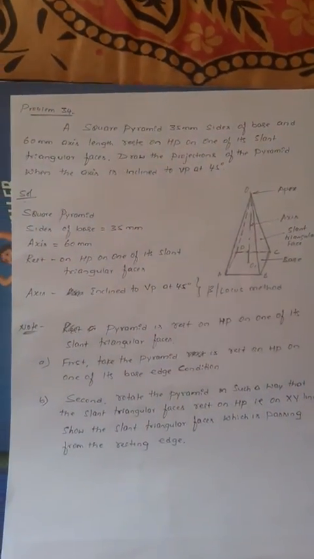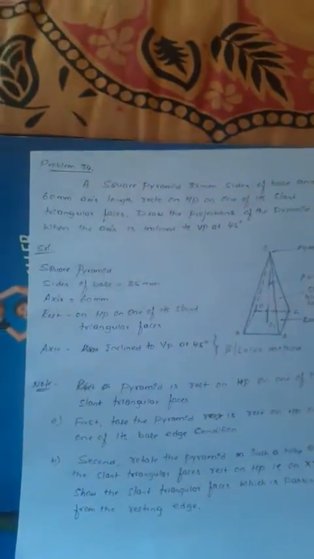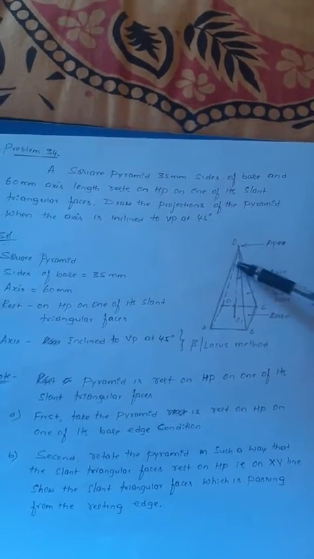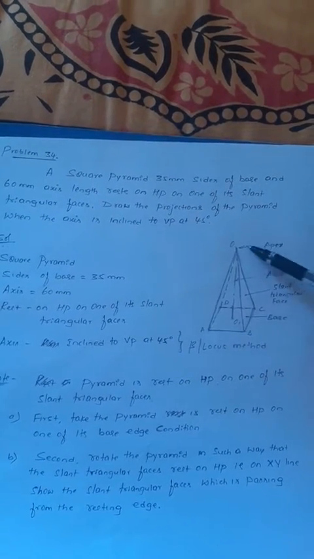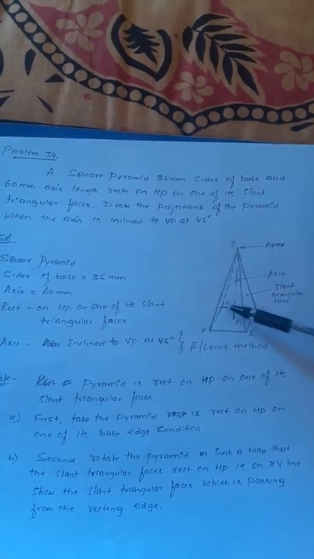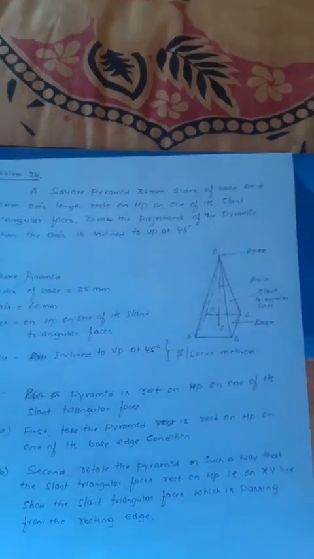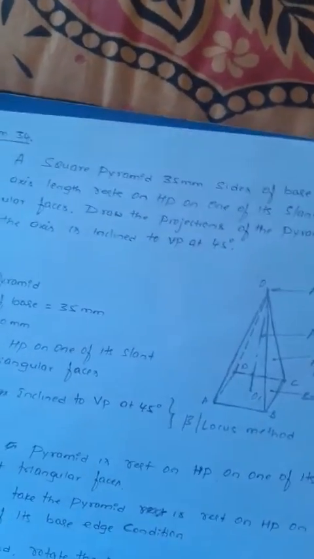Okay, then this is the solution for problem number 31. Similarly, try for problem number 34 also. It is also the same type of problem, but the condition given is rest on HP on one of its slant triangular faces. What are the slant triangular faces? O A B, O B C, O C D, O D A. These are the slant triangular faces. Now I will just give the concept. You try to solve this problem.